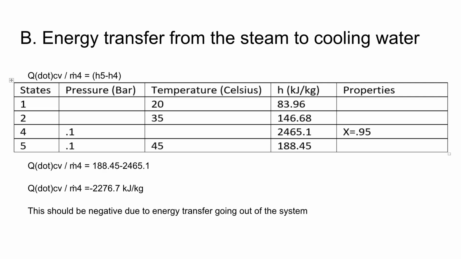For part B, we need to find the energy transfer from the steam to the cooling water in kilojoules per kilogram of steam, which is Q dot over m.4 equals h5 minus h4. We already have everything we need for this problem, so we just plug in the h values and get Q dot over m.4 equals negative 2276.7 kilojoules per kilogram. The negative meaning that the energy goes from the steam to the cooling water.